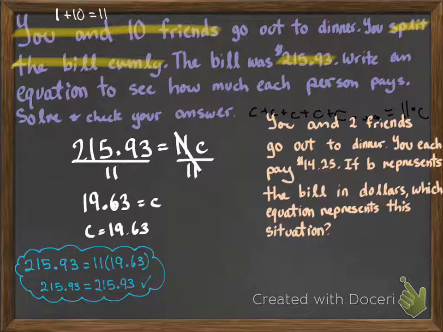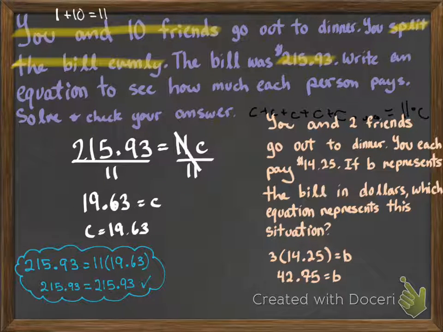So you and two friends, so 3 total people went out to dinner, you each paid $14.25. So you paid $14.25, your friend paid $14.25, your other friend paid $14.25. It's 3 times the $14.25 per person, and let's use B. The B represents the bill in dollars, so if we multiply each person's cost by the number of people, we get my total bill. So 3 times 14.25 gives us $42.75, so the total bill was $42.75.